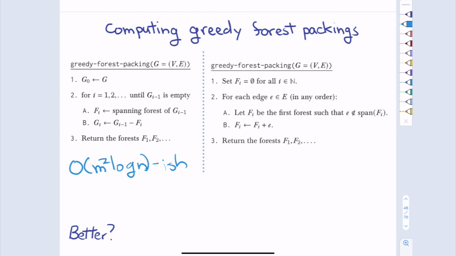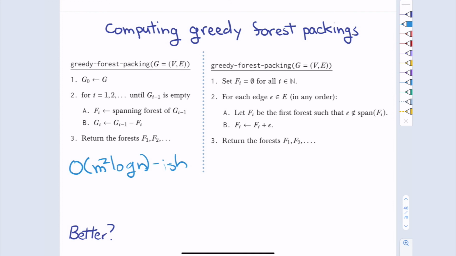So I have an edge, I want to find the first forest it fits into. You could start at F1 and scan through. I'm saying maybe you could do better than scanning. Yeah. We can binary search. We can binary search and find the first forest it fits into.